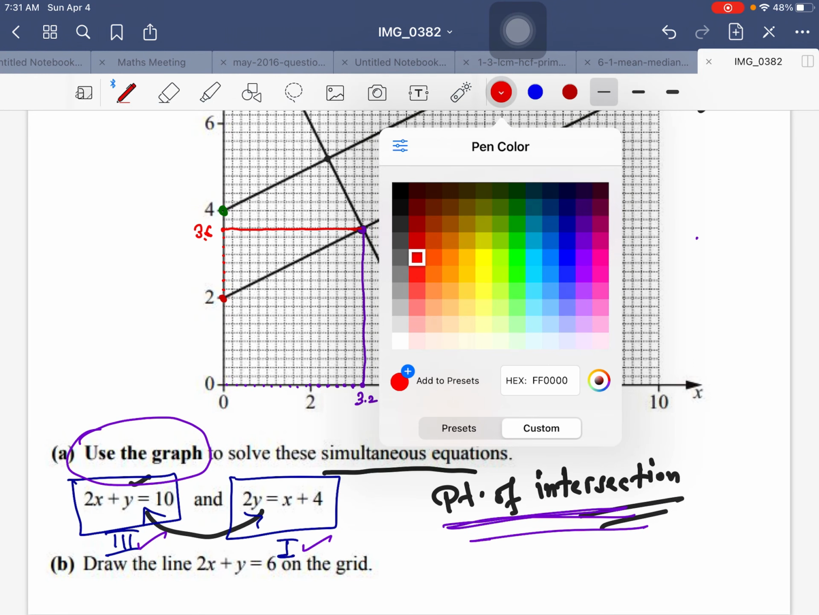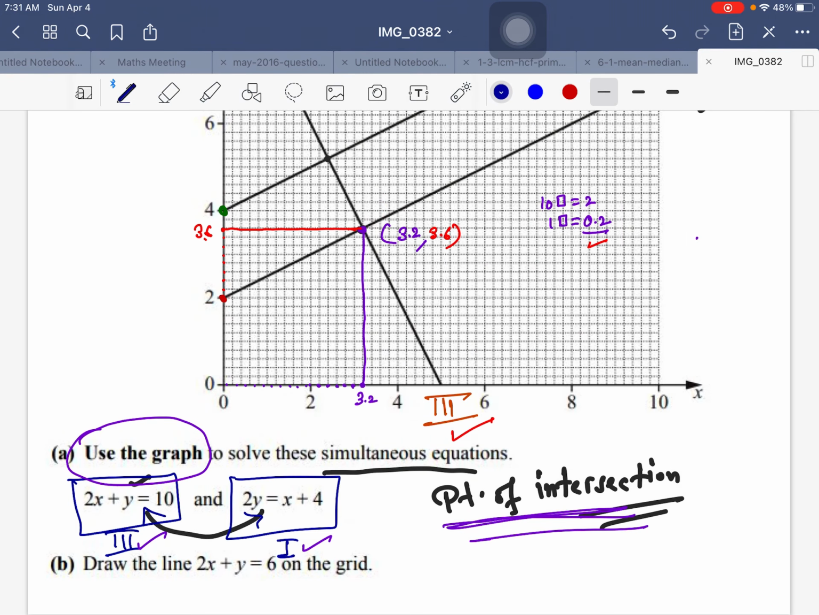So we got the point of intersection, which is the solution of these two equations. We call this the simultaneous solution or solution of simultaneous equations. So what is the solution now? Solution is 3.2, 3.6, or you can write like this: x equals 3.2 and y equals 3.6. So A part is done. Okay, I hope you guys understand A part. This is done.